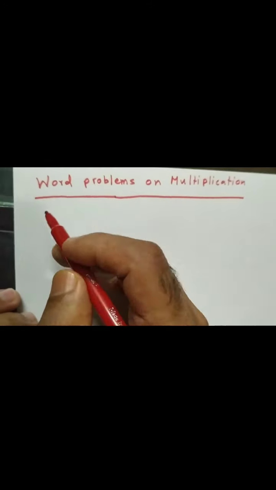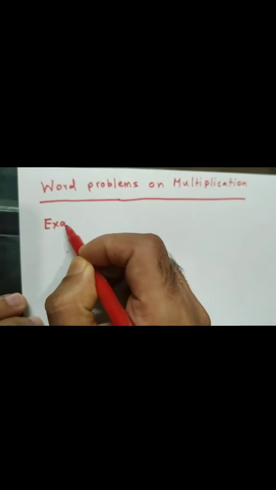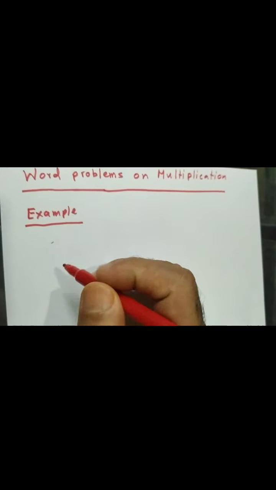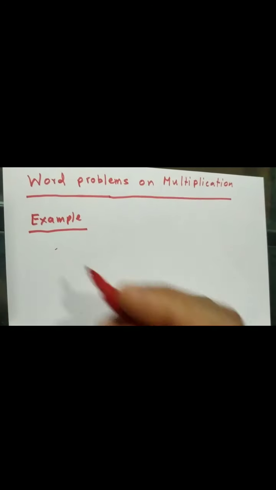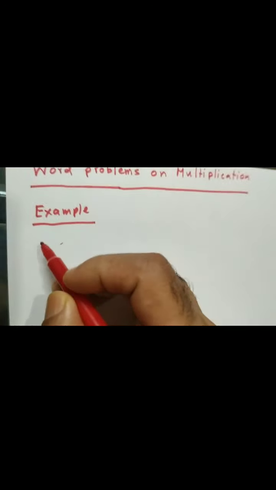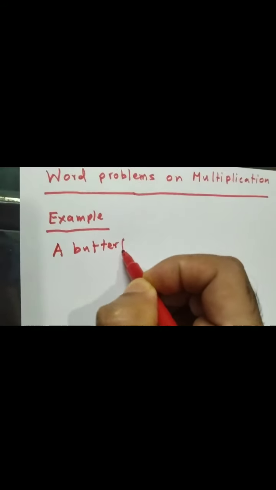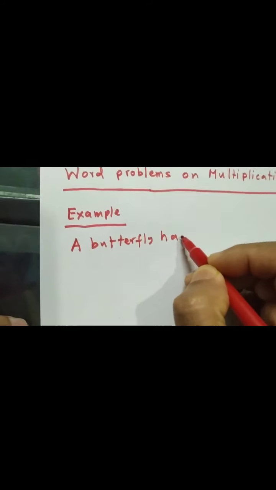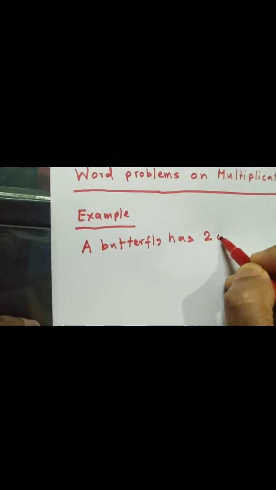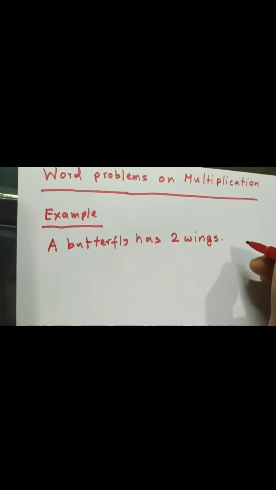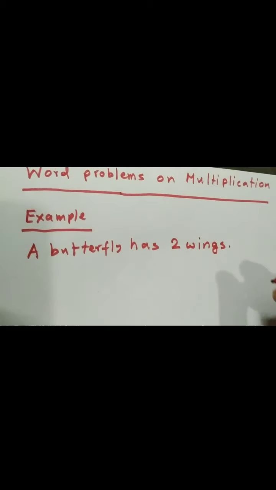The best way to understand is through some actual word problem. So let's start. Okay, so let's see an example. Let us suppose we have all seen butterflies. A butterfly has how many wings? A butterfly has 2 wings. Suppose you have spotted 6 butterflies. You have seen 6 butterflies.